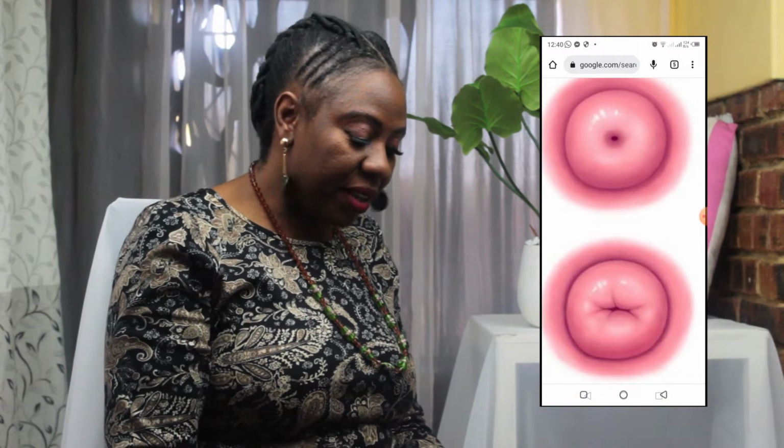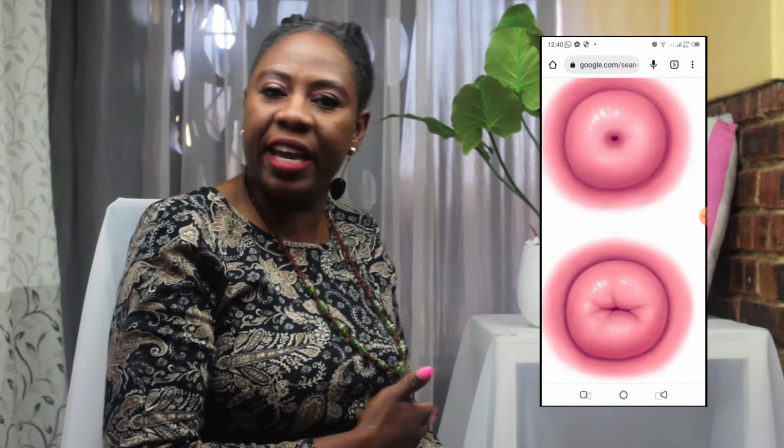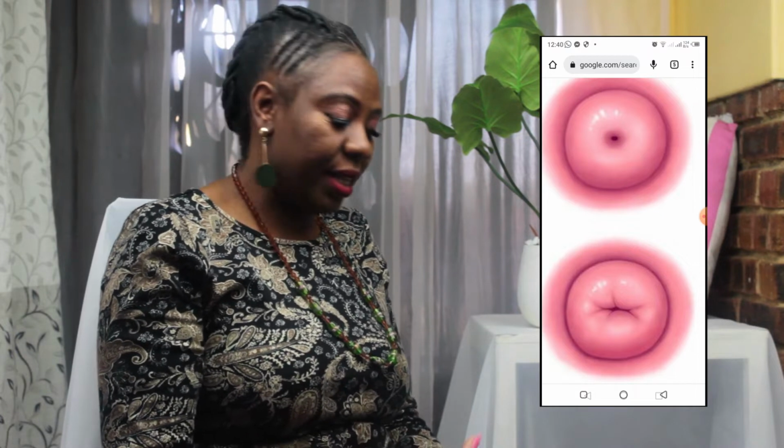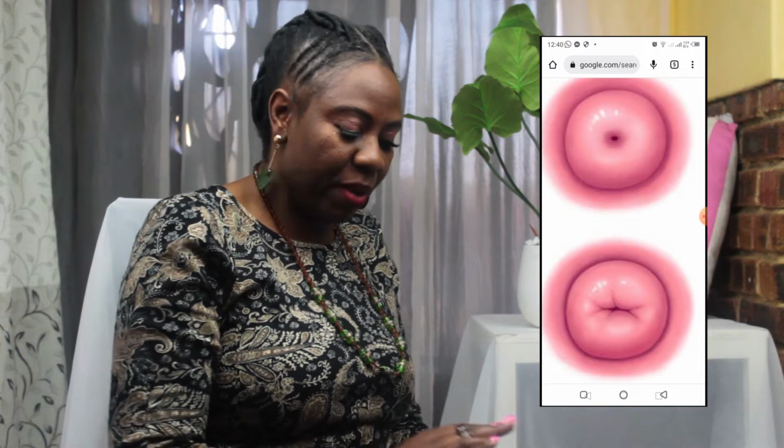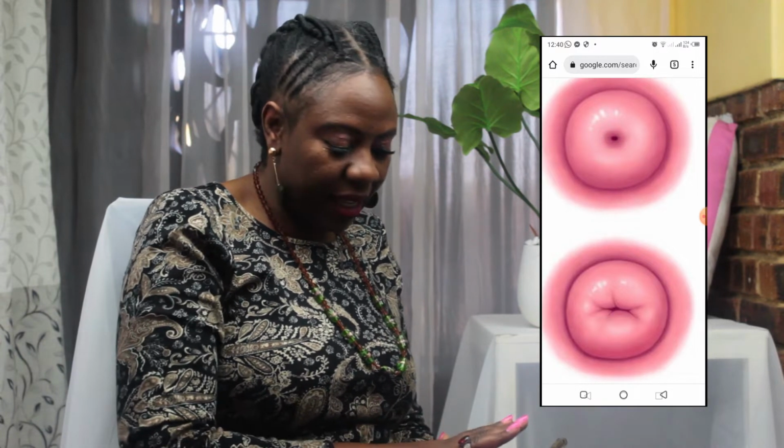So now I just want to show you a normal cervix. You see, these are two cervixes. The top one is a normal cervix of a woman who has not delivered a baby vaginally, or a cervix for a woman who has never had any baby, or a person who has delivered through cesarean section. It's intact, as you see. It's a clean cervix, and there is no pre-cancer lesion.